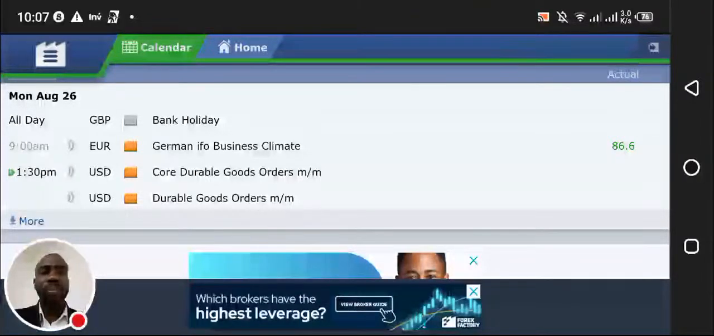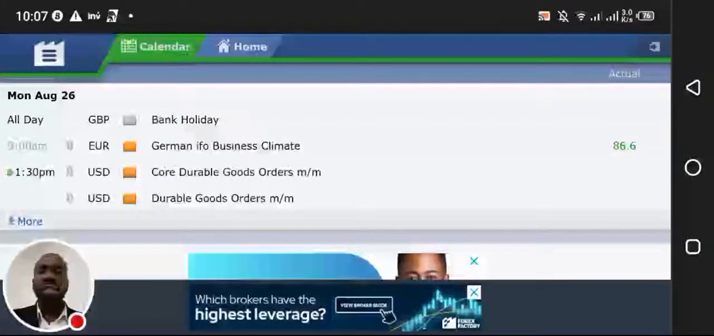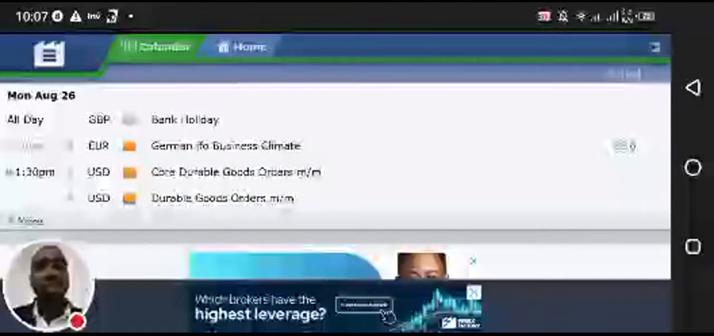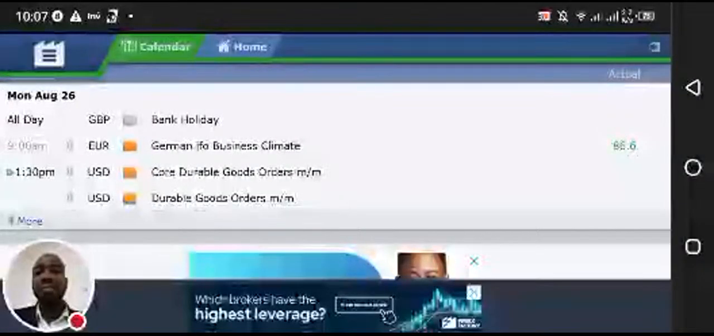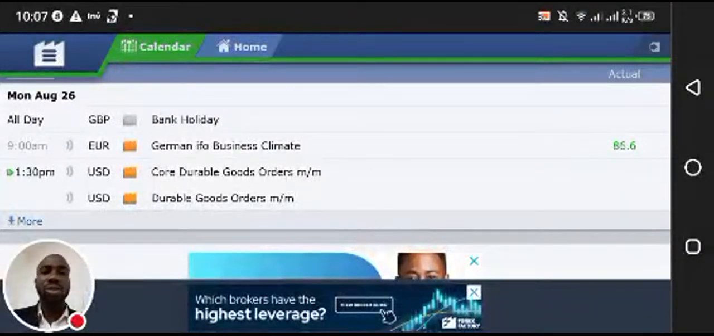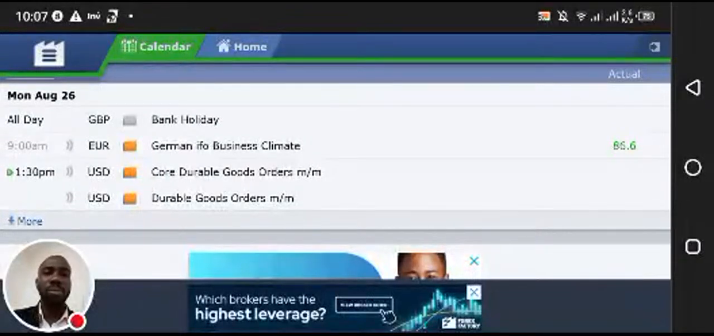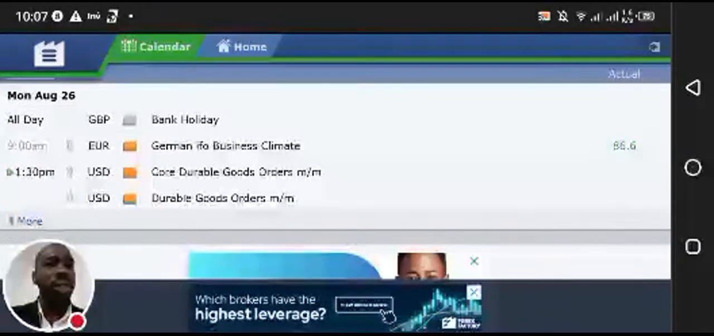Don't risk more than 2% of your capital on any trade. If you're risking more than 2% on any trade, you are over-leveraging, and those who over-leverage don't last in the market. They don't make money consistently. So you shouldn't risk more than 2%. On Mondays, you could risk 1% or less. So that's it for fundamentals. No major news today.